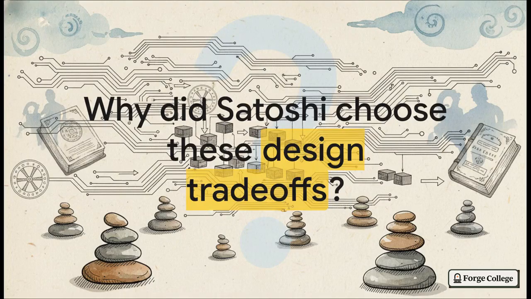But all of this leaves us with a pretty massive lingering mystery. We know exactly how it works now, but why? Why did Satoshi Nakamoto choose these specific design trade-offs and parameters in the very beginning? What were the real-world historical constraints that forced these completely brilliant decisions? Well, that is exactly what we're going to uncover in our next lesson. So until then, keep stacking those rocks, and I will see you next time.